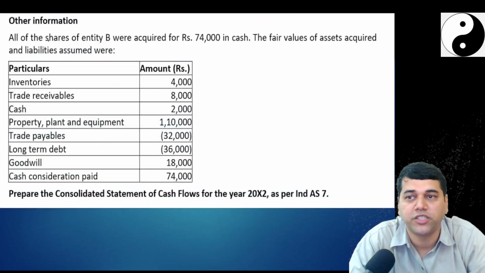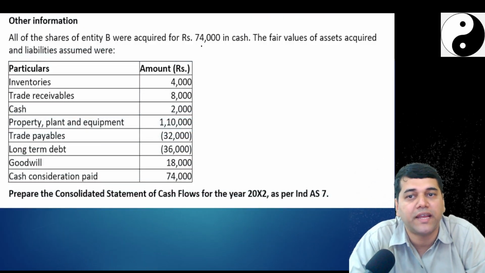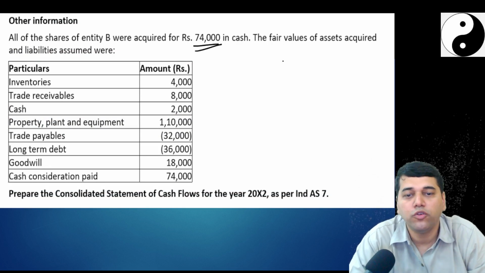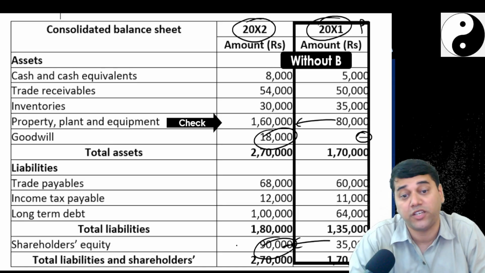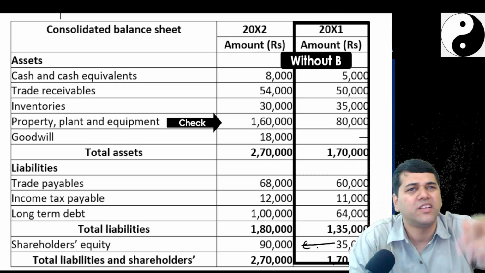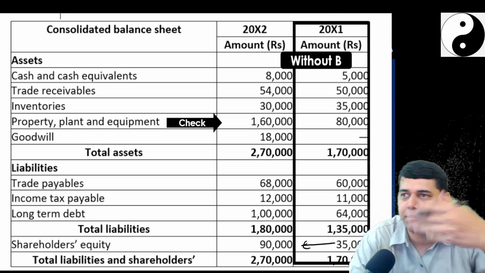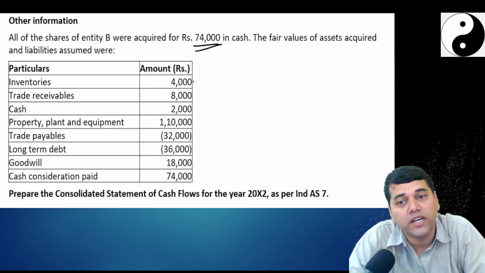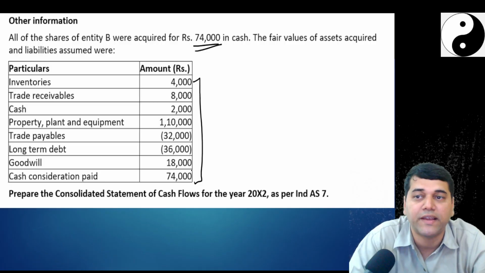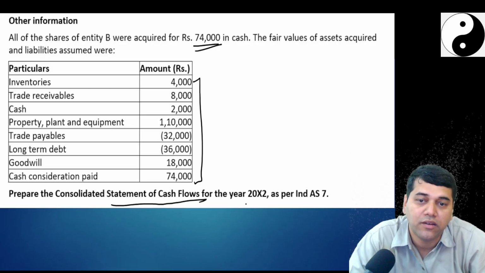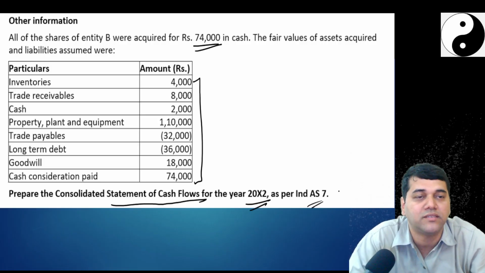Now other information they have given: all the shares of entity B were acquired for rupees 74,000 in cash. Oh, that means you didn't issue the share capital. Then how did the shareholders' equity increase, not share capital? That means other post acquisition profit must have come. So we understood that share capital must have remained same. The fair value of the assets acquired were so and so when they acquired it during the year. Prepare consolidated cash flow statement for the end of the year as per Ind AS 7.